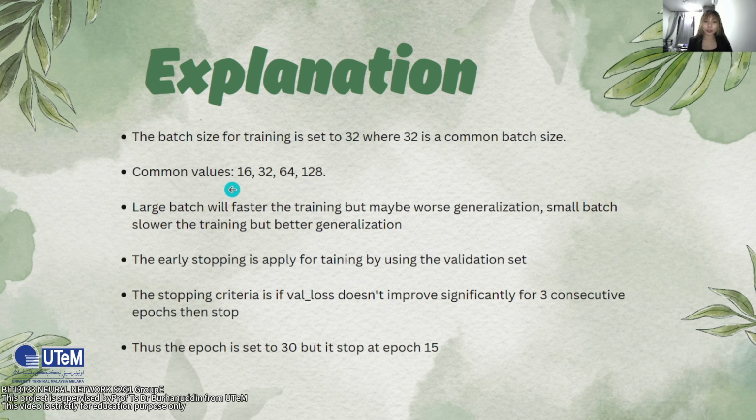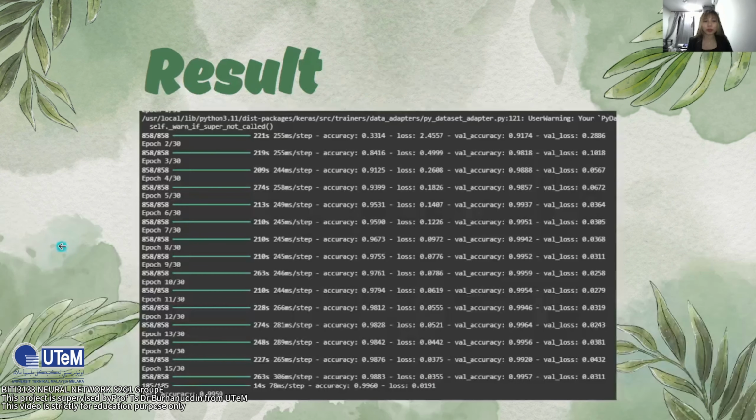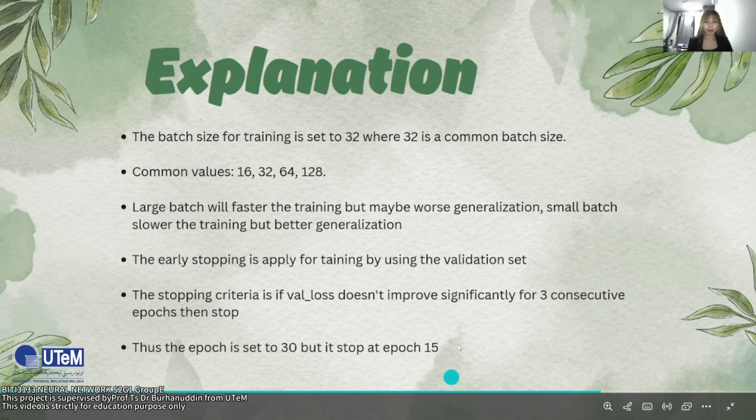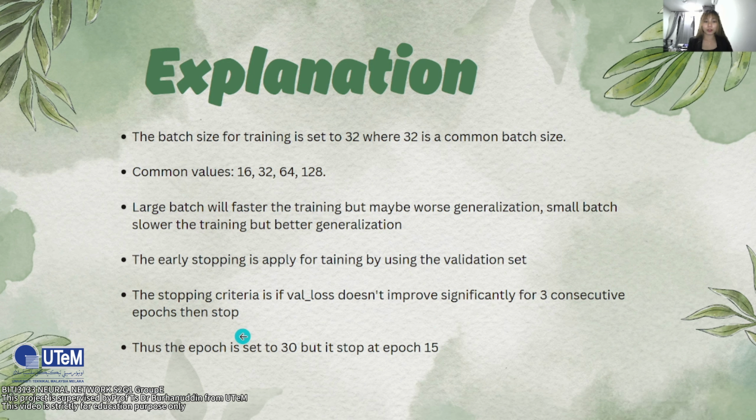Why didn't I use 16? Because if the batch size is too small, then the training will be too slow. And if I use a big batch size, of course it will train faster, but it may be worse on generalization. After that, early stopping is also applied for training. We can see the maximum epoch is actually 30, but the algorithm stopped at epoch 15 because after 3 consecutive epochs, the validation loss did not improve significantly, so we stop.